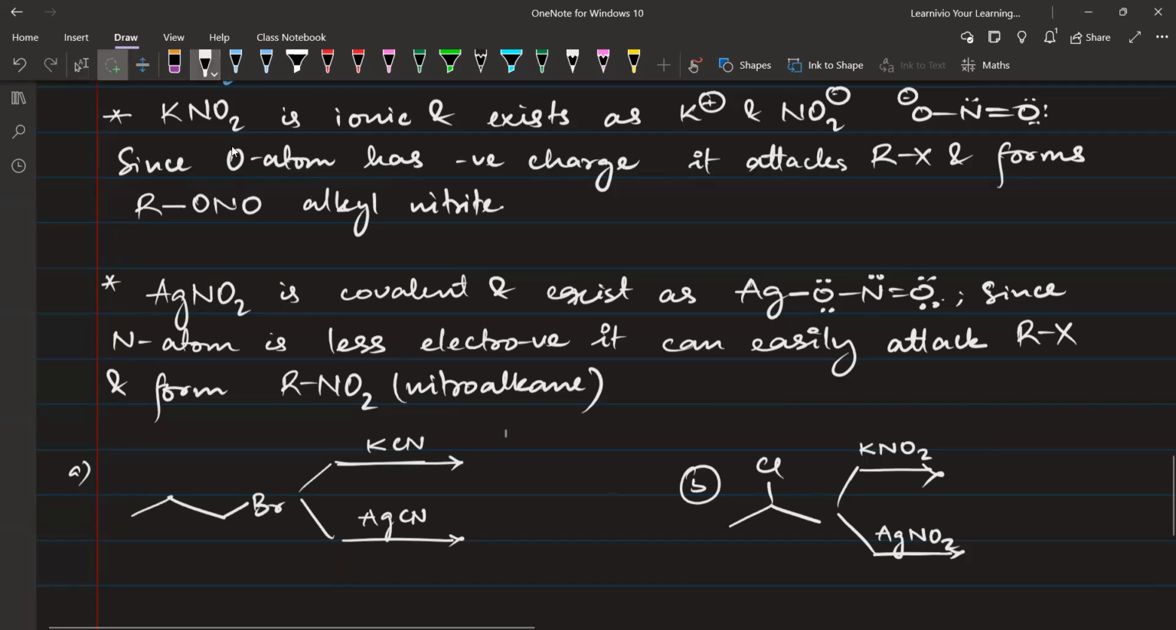Everything as it is and Br will be replaced by CN. Everything as it is, Br will be replaced by NC. You have to do it like this. Everything as it is and the chlorine will be replaced by ONO. Everything as it is and chlorine will be replaced by NO2.